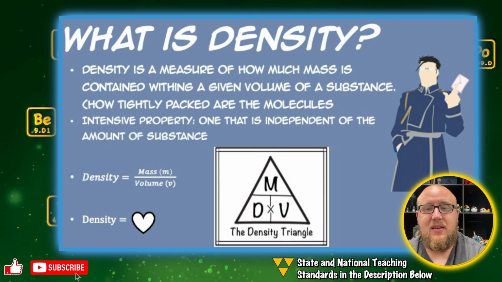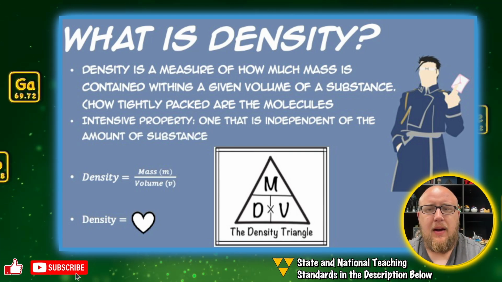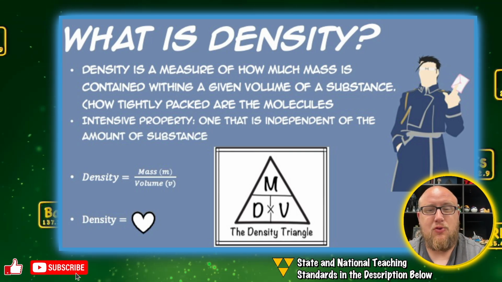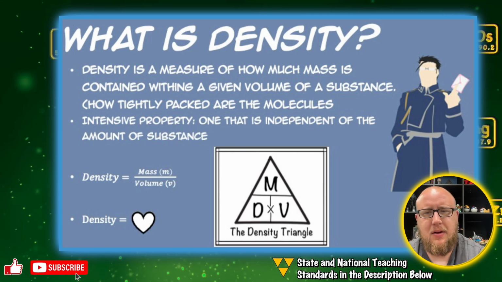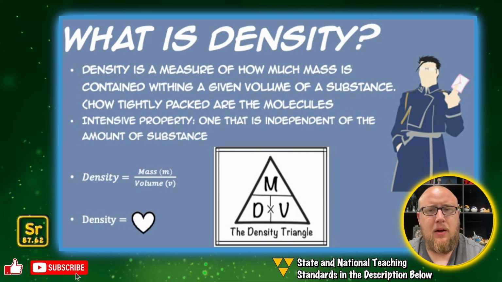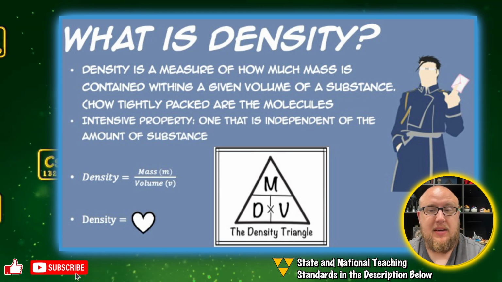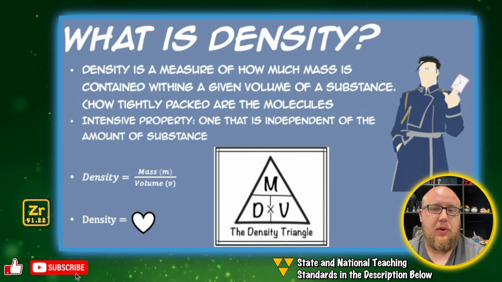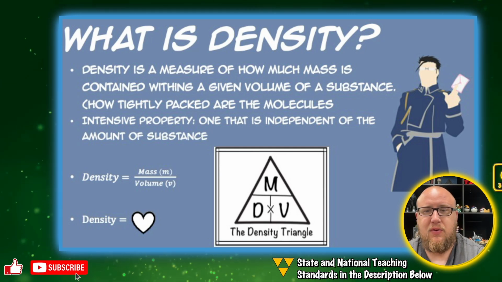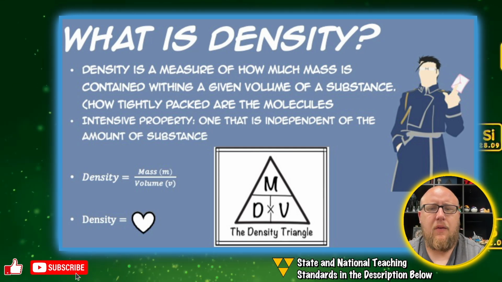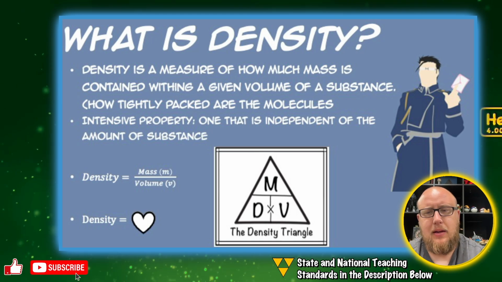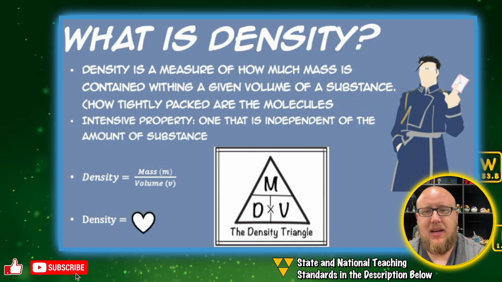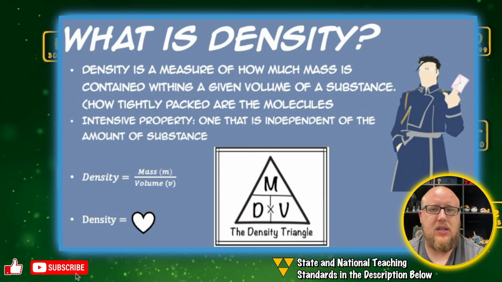Or you can think of the density triangle as shown up here. All you have to do with the density triangle, it's kind of like a hack, is cover up whatever portion you are looking for. So if I'm looking for mass, I'd cover up the mass, and it says density times volume. Well, there's my formula for finding mass. If I'm looking for the density, I would cover up my D, and what I would have is mass over volume. Well, we know that's the formula for density.